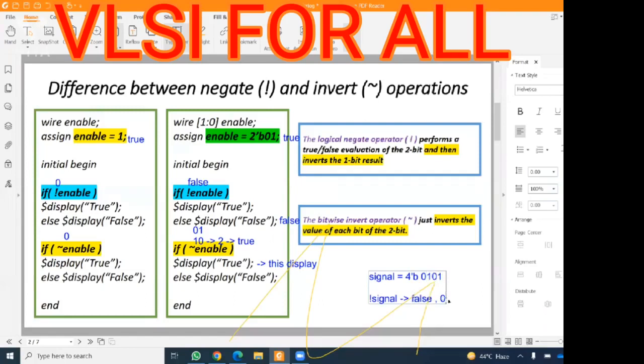Now, if we use this operator here, what is the expected value? So 0, 0, 0, 0, and 1, 0, 1, 0. 1, 0, 1, 1, 0, 1, 0. True value. Any other answers?